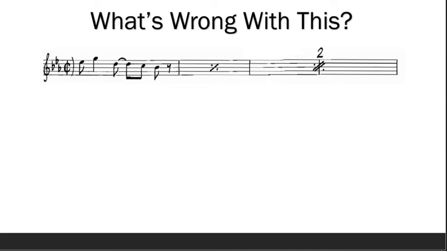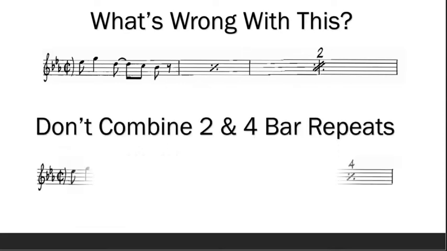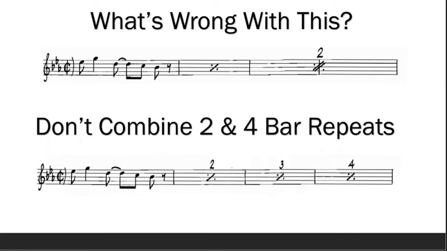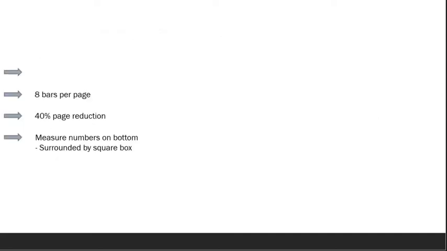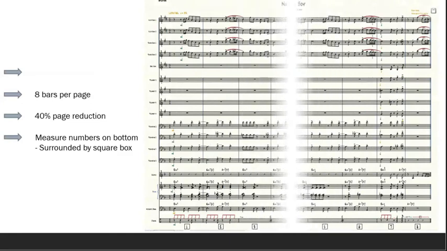What's wrong with this? Time's up. Don't combine 2 and 4-bar repeats. If you have a 1-bar repeat, just do 1-bar repeats and number them. This could be a drum part or maybe a bass part that has a recurring figure. If you have 2-bar phrases, that would warrant a 2-bar repeat, but don't combine the 2. All right, moving on.